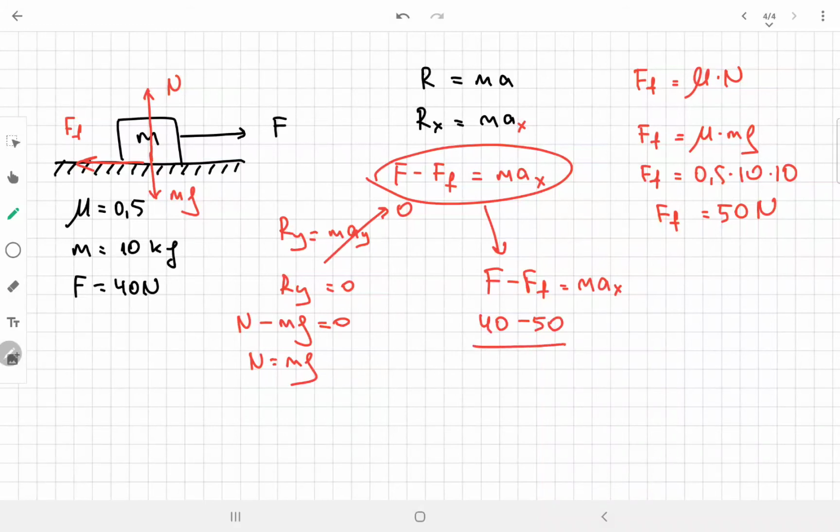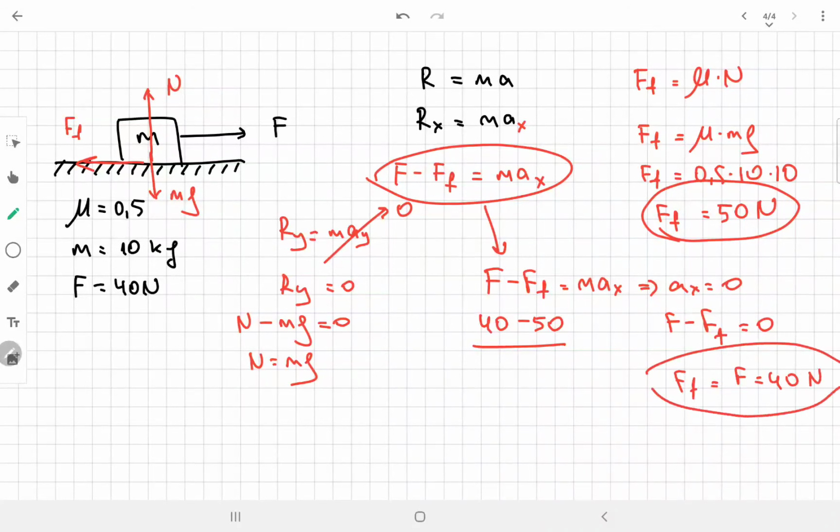So as you see, the force that we apply is less than the maximum friction force. This means it will not move. So be careful, this is a maximum friction force. It can be maximum 50. For this problem, we are applying force less than maximum friction force. It means it will not move. So basically acceleration equals 0. It means force minus friction force equals 0. So friction force equals force, which is 40 newtons. So for this problem, friction force equals 40, and this object will not move.